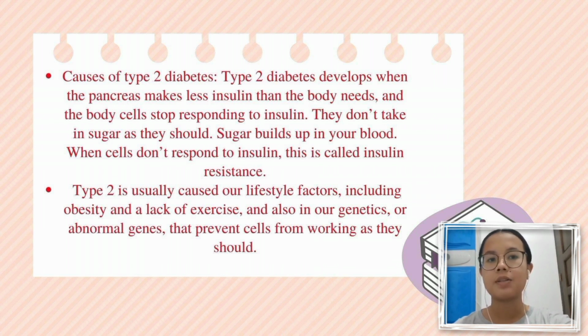body cells stop responding to insulin. They don't take in sugar as they should, so sugar builds up in your blood. When cells don't respond to insulin, this is called insulin resistance. Type 2 diabetes is caused by lifestyle factors including obesity and lack of exercise. It is also from genetics, or abnormal genes that prevent cells from working as they should.